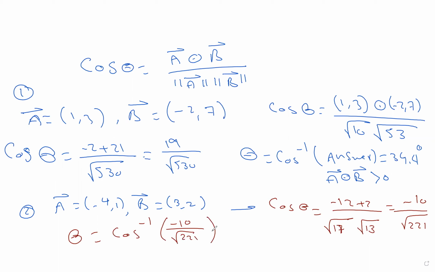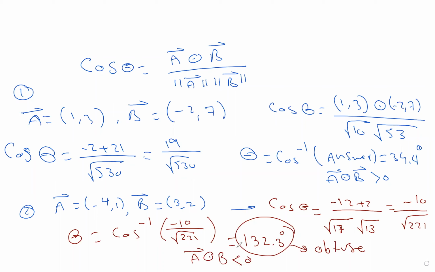-10 divided by the answer. Shift cosine of -10 divided by square root of 221. Then theta will be 132.3 degrees. This angle is an obtuse angle. Why obtuse? Because A dot B is negative, less than 0. It's okay? I'll give you another question.